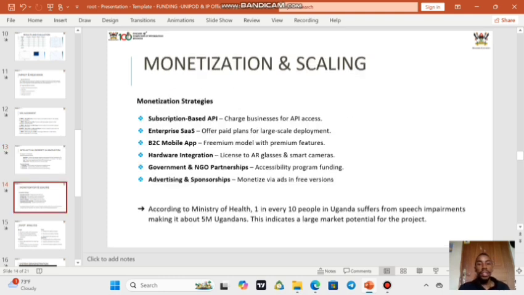Moving on to monetization and scaling: subscription-based APIs, a business-to-customer mobile app, hardware integration, government and NGO partnerships, and advertising.